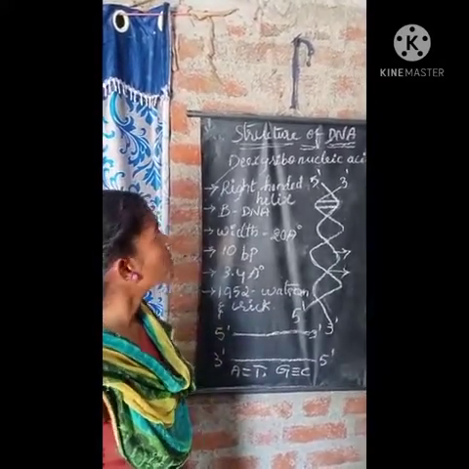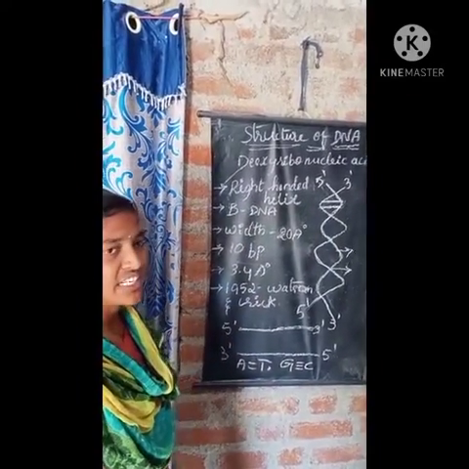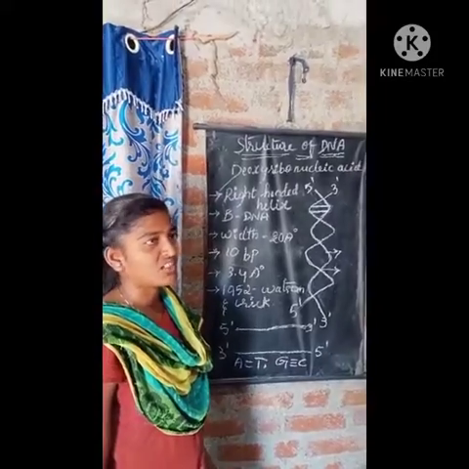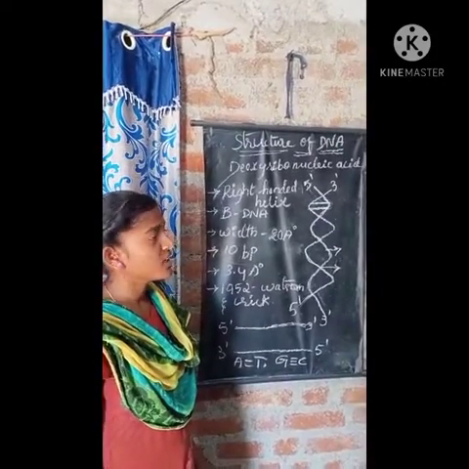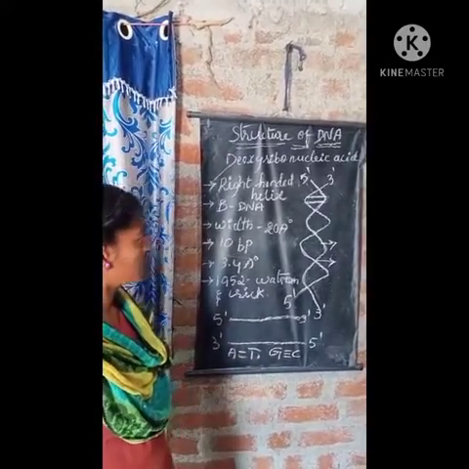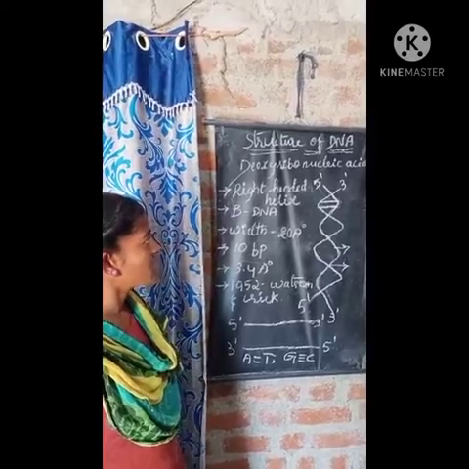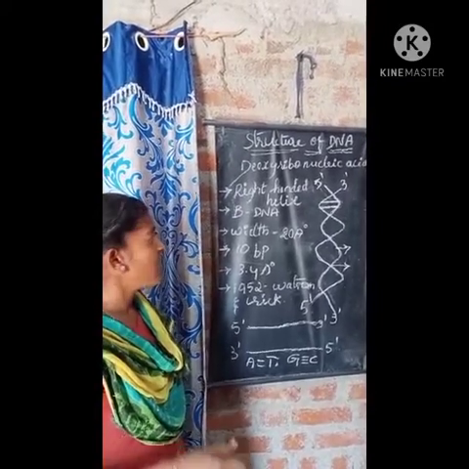Today I am explaining about the structure of DNA. DNA means deoxyribonucleic acid. It is the genetic material in all organisms. Why? Because it transfers genetic information from one generation to another generation. So it is known as genetic material, and it is a right-handed helix which we are studying.